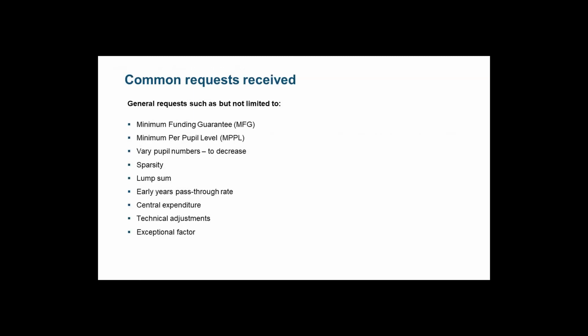On screen now is a list of some of the common types of requests that we receive each year, which can include minimum funding guarantee, minimum per pupil level, disapplications to vary pupil numbers, sparsity, lump sum, etc. So I'll just leave those on screen for a few seconds for you to look at, but as Karamia has said, these slides will be distributed for you to look at again after the presentation.